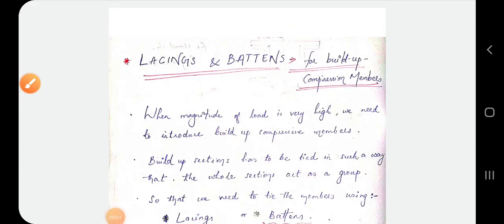Good morning, students. Today we are going to discuss lacings and battens, which are used in a built-up compression member. So till now we have been discussing how to find the compressive strength of a member and also how to design a compression member. Now we are going to discuss the built-up compression member and the members which are used to make it, that is lacings and battens.